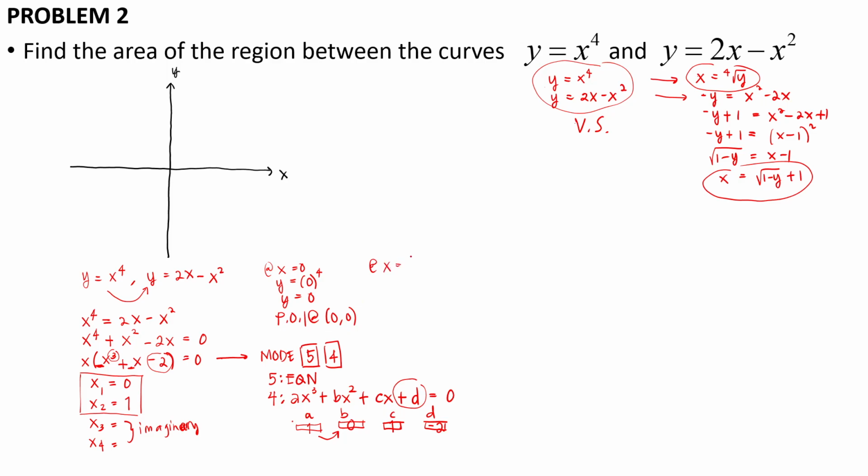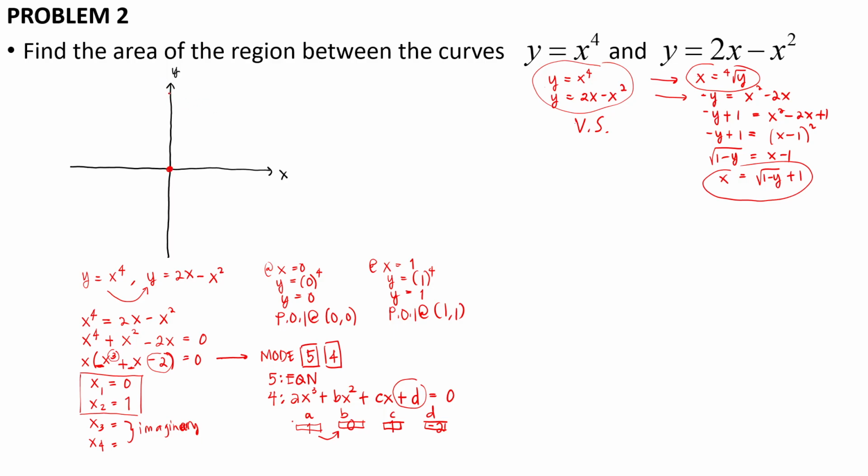So at x equals 1, y equals 1 raised to the power of 4. So y is equal to 1. Then the second point of intersection is at 1, 1. So meaning the points of intersection are at 0, 0 and 1, 1.